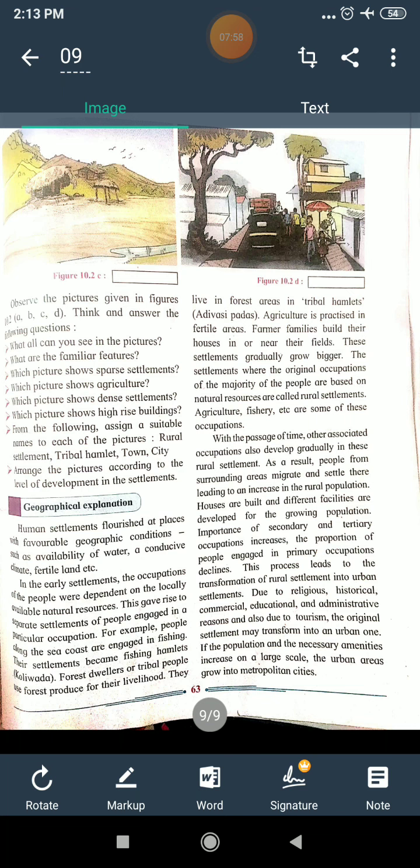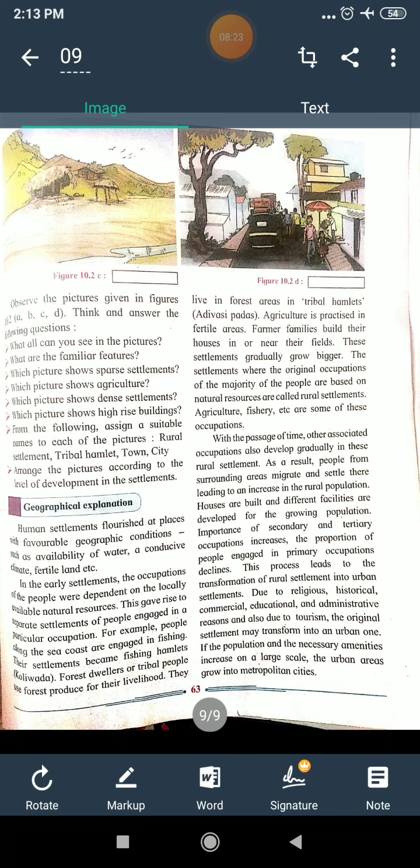So they started migrating. Migrating means what? Changing from their place, going from one place to another place. So this way migration started, and that's why there was an increase in the rural population, and more houses were built, and many facilities started developing in these rural areas with the growing population.